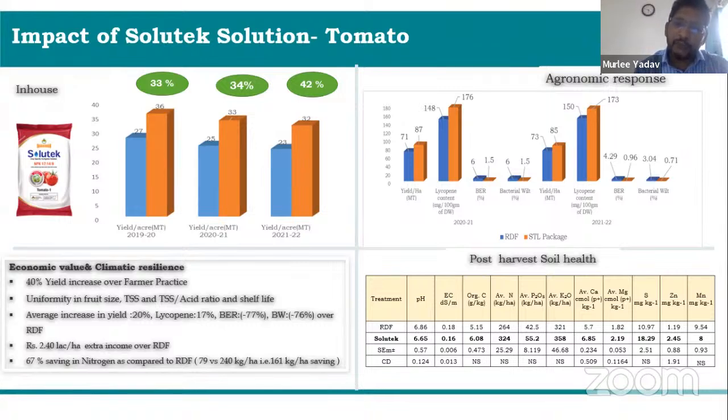You can see here yield improvement in terms of RDF. Against RDF yield level is 71 tons per hectare, but our solution yield level is 87, and second year 85 against 73. If you go by lycopene content also, you see in first year 148 mg per 100 gram, but in our solution 176 mg per 100. And you know tomato red color is due to lycopene content, and lycopene content acts as an antioxidant also. When human being is eating that, it acts as an antioxidant, means it has anti-carcinogenic effect.